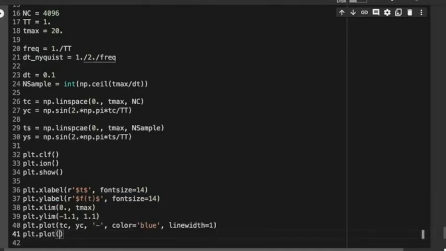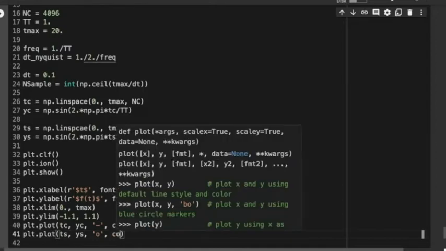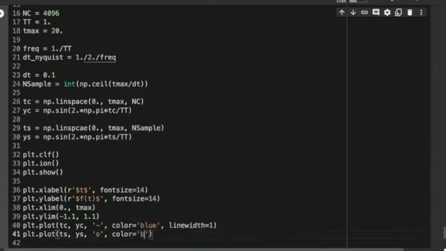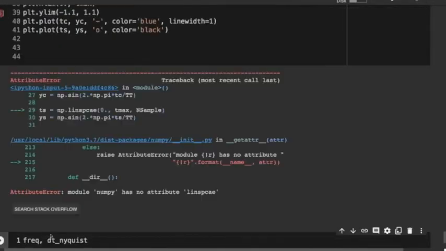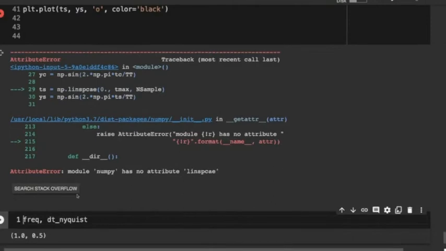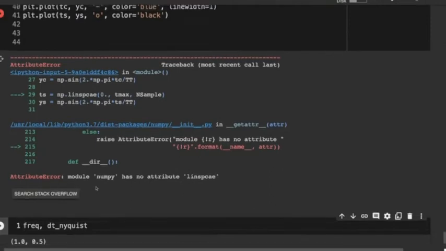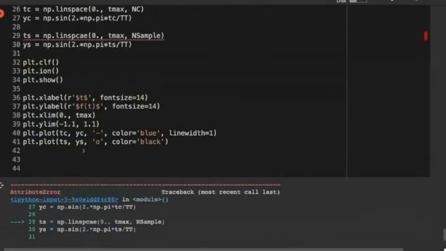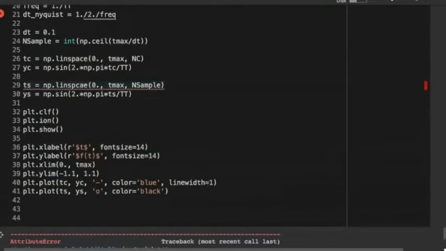So I say plt dot plot t sample, y sample. But now, I don't want to confuse it with what I have plotted earlier, so I mark the points with a small o, which will plot big points, and I choose a color, maybe black, and that's it. So that is what I will plot and see how it looks like. Now it says that there is some problem. The problem is that I have made a spelling mistake here.